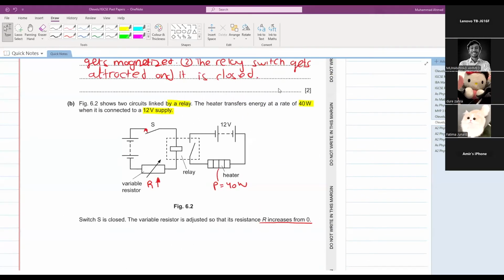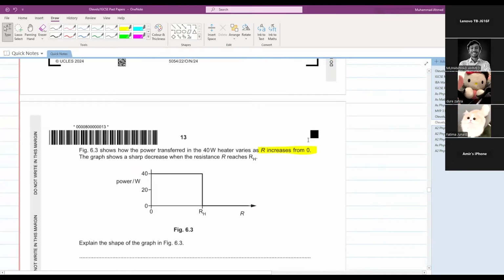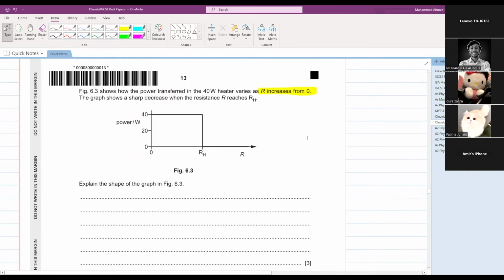Bhai, ask away. So actually what is happening? You are increasing the resistance of the variable resistor and you are seeing how the power of the heater is varying. Beta, you can write your question in the chat. I will reply to it. After that we continue ahead. Figure 6.3 shows how the power transferred in the 40-volt heater varies as R increases from 0. The graph shows a steep decrease when resistance R reaches the resistance of the heater.